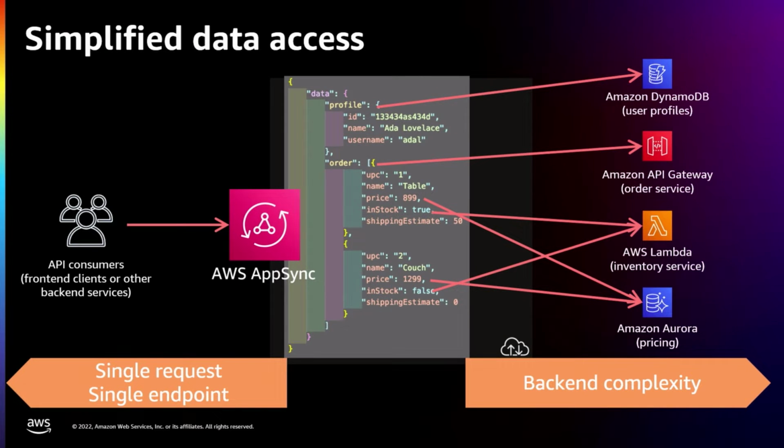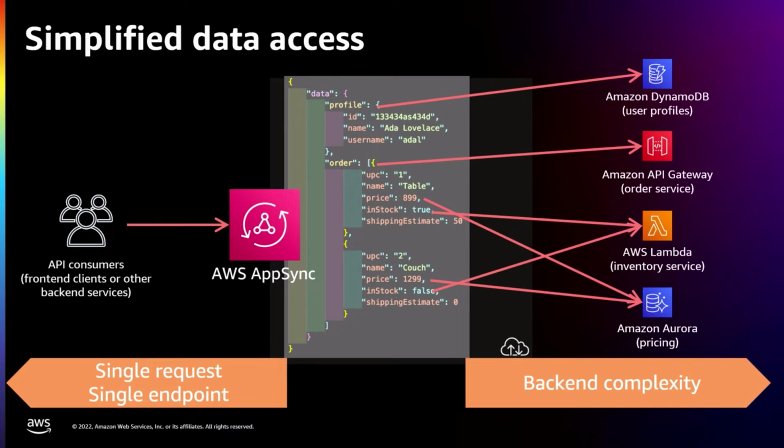Okay, so let's take an example. The thing you see in the middle is a schema file. This is an e-commerce example, where the profile information is fetched from a NoSQL data store, which is DynamoDB. The order information here is fetched from an Amazon API Gateway. It could be a REST service. The pricing information is fetched from Amazon Aurora, again, which is a SQL data store.